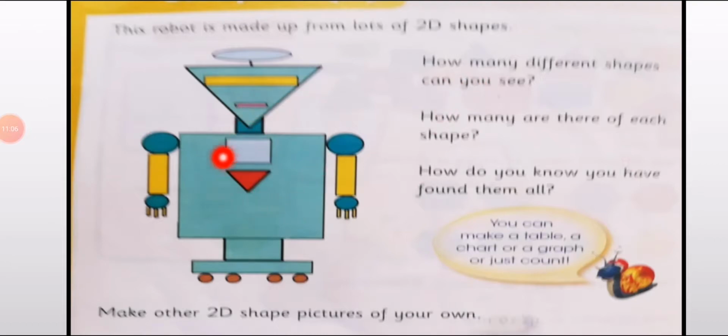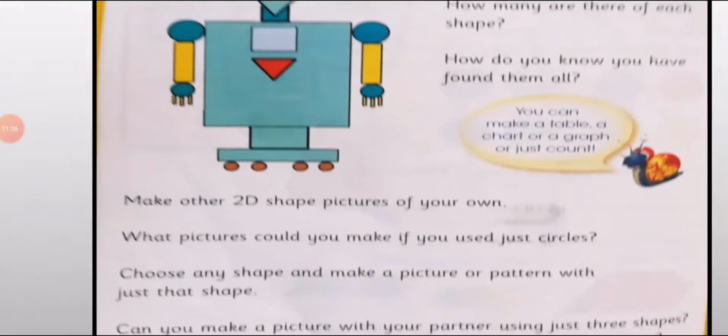First we find out how many shapes are there. Then we will find out how many times each shape is used. The number of each shape used here. How do you know you have found them all? You can make a table, a chart, or a graph, or just count. So we can do this work on notebook by making a table. We will draw a table, write the name of the shapes present here, then we will count the shapes and we will write the number of the shapes in that table too.